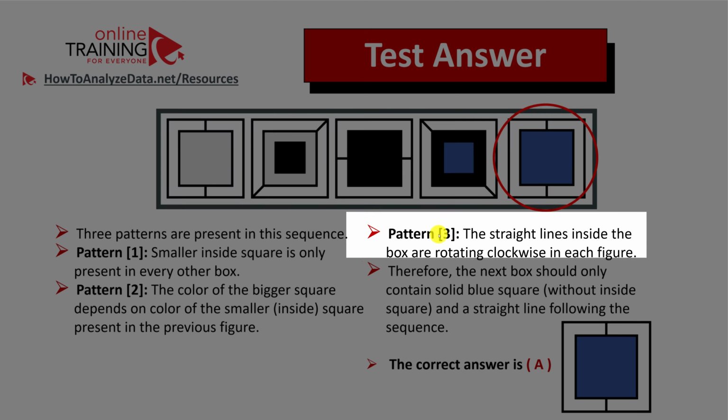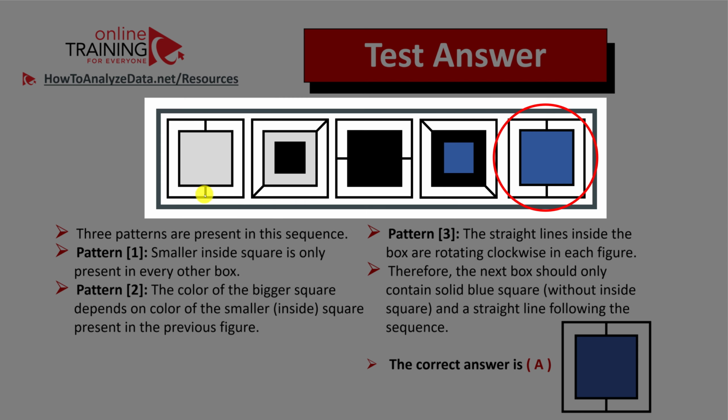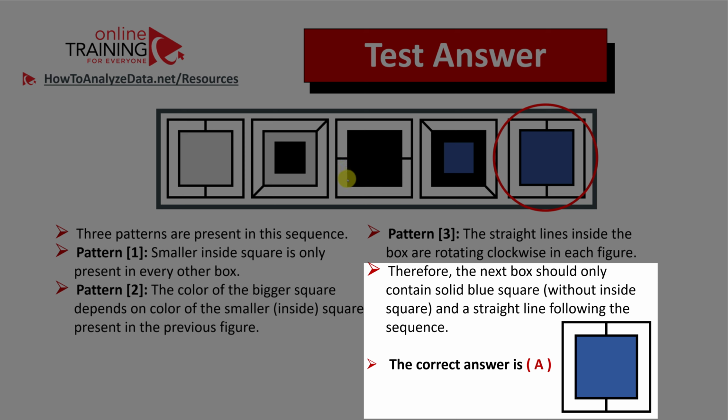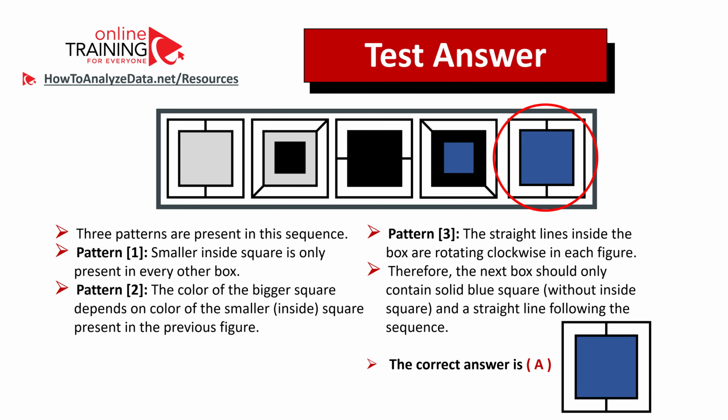Pattern number 3 is the pattern of straight lines, and you see that on the background there is a straight line, and the straight line is present in every figure. If you look closely, you will see that the straight line rotates clockwise. So based on this information, you can see that the next square should only contain a solid blue square without an inside square and straight line, following the sequence. This leads us to the correct answer for this particular question, being choice A. Hopefully you've nailed this question and now know how to answer similar problems on the test.